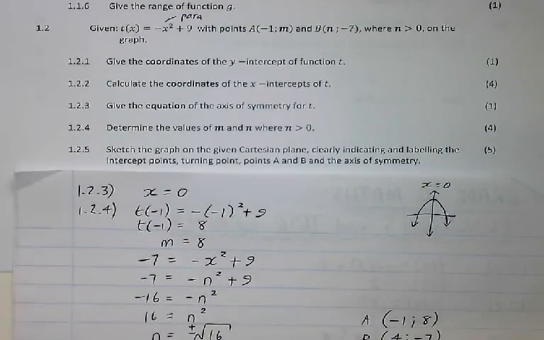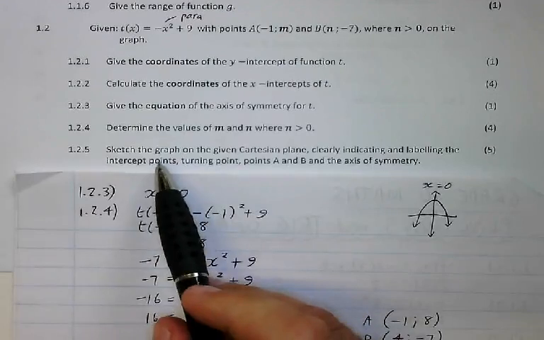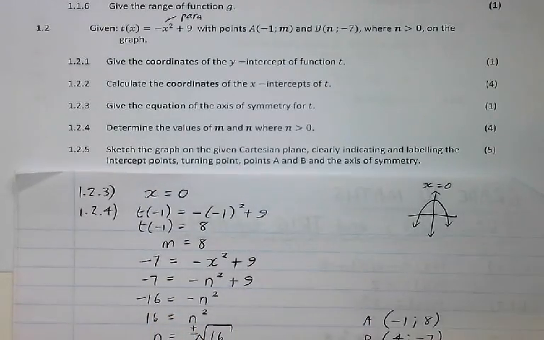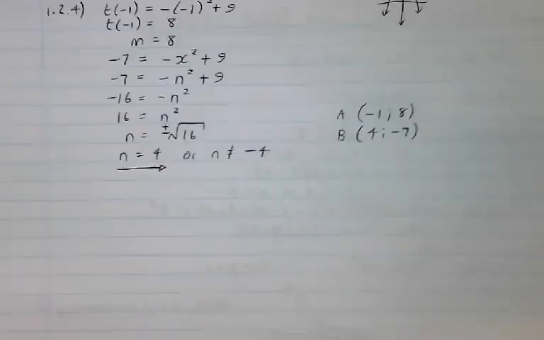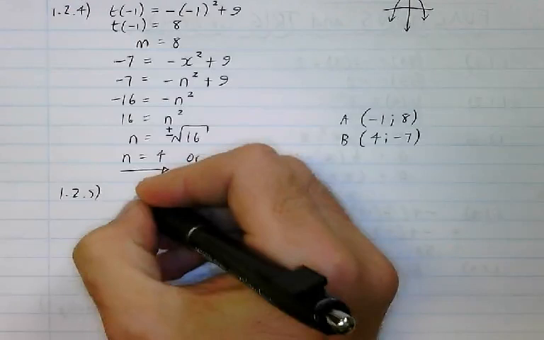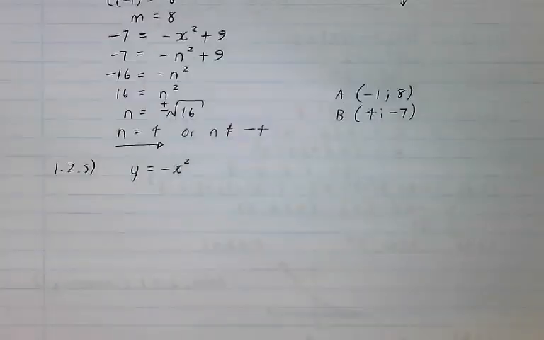We're going to draw one for ourselves, and we're going to have to indicate and label the intercept points, turning point, A and B, and the axis of symmetry. Okay, so we know that the equation of this graph, as we noticed earlier, was y is equal to -x squared plus 9. So this is the graph we need to sketch now.